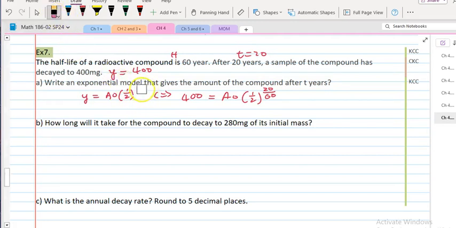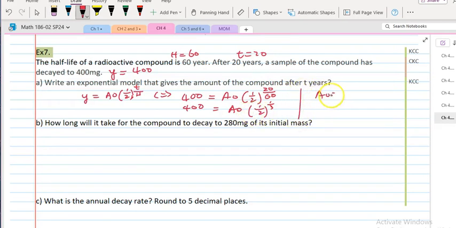Okay, erase this a little bit. t over h. Because yeah, so we would put in h equal to 60, t equal to 20. So that means 400 is equal to a0 times 1/2 to the power 1/3. Okay, so to find a0, you just divide this number.